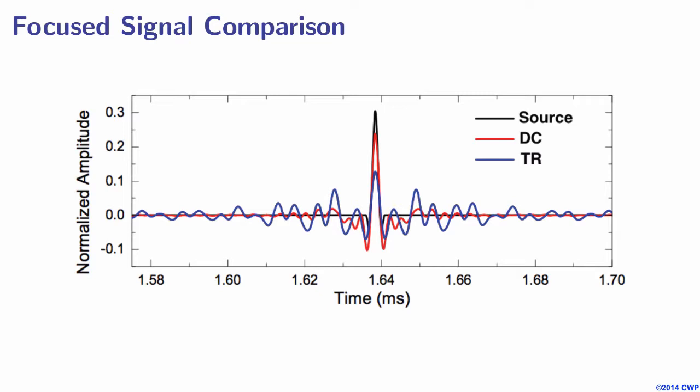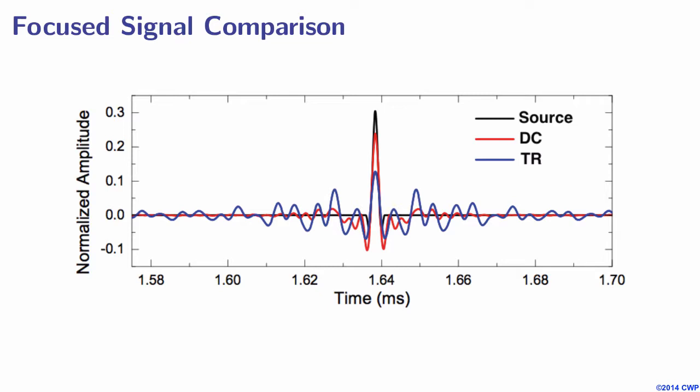In black is our original source function. In red is a temporal focus achieved using deconvolution. And in blue is a temporal focus achieved using time reversal. What you'll note is that time reversal has significant side lobes present away from the time of focus, whereas deconvolution's temporal focus does not. This allows deconvolution to generate a much better focus and be able to reconstruct our original source function. And we want to quantify this.